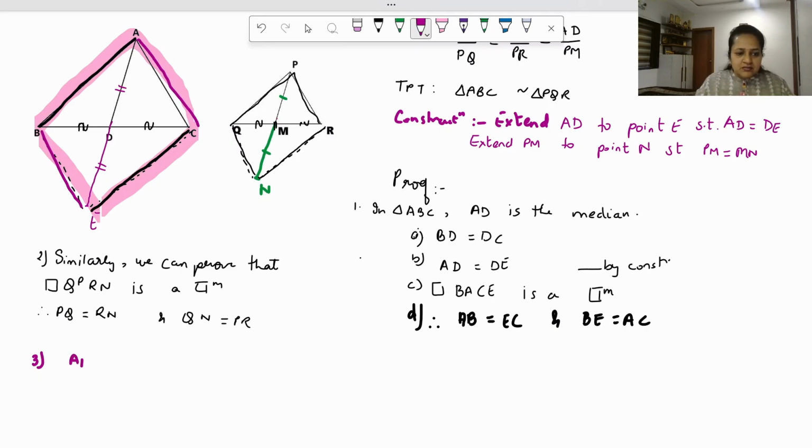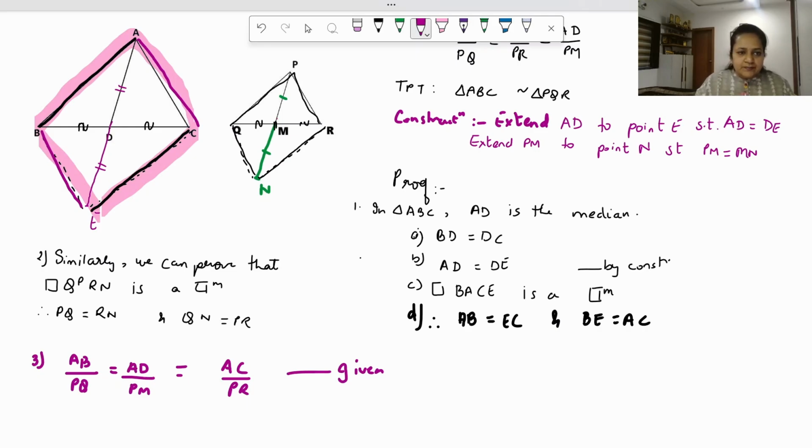We were given AB upon PQ is equal to AD upon PM is equal to AC upon PR. This was given to us. All the three sides in proportion. AB, AC and median AD are proportional to the sides PQ, PR and PM respectively of triangle PQR.